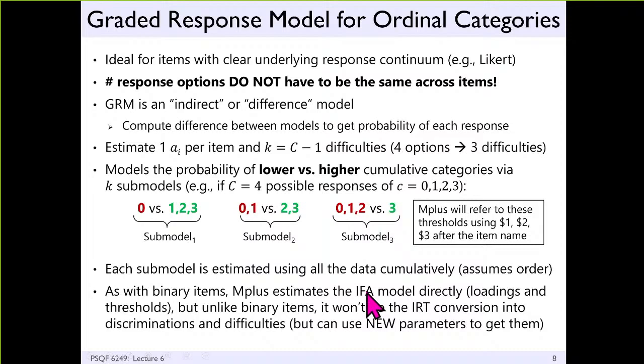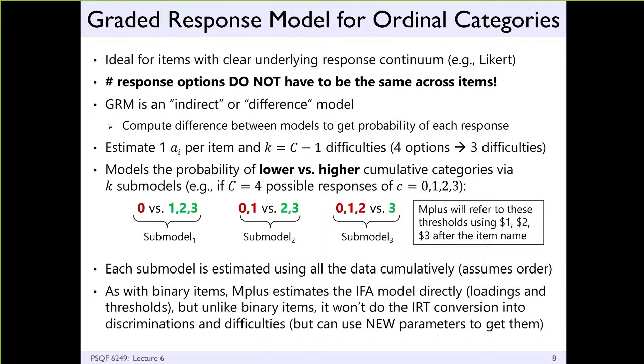It does not give you the corresponding difficulties, though. It does not estimate those for you the way that it does for binary data. So I'm going to teach you how to use the NEW command to do transformations of the thresholds and intercepts that will get you the difficulties that correspond to this.